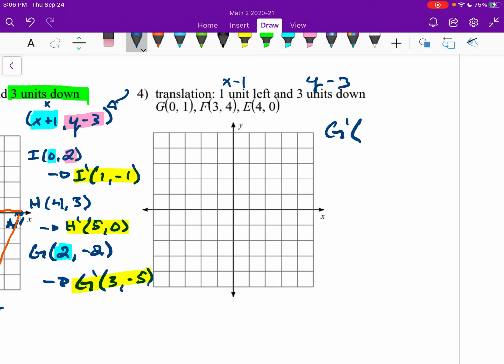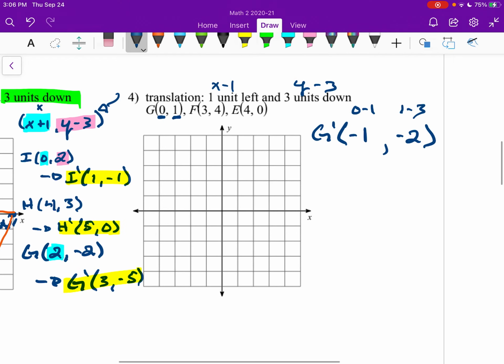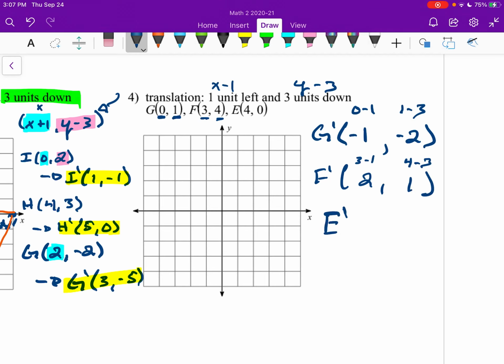So for G prime, I'm going to take my 0 here, plug it in there, and I get -1, right? Because I take 0 minus 1. For this 1 here, I'm going to plug it into the y, so I'm going to have 1 minus 3, which is -2. For F prime, I'm going to take my 3 and plug it in, so I'm going to have 3 minus 1, which gives me 2. 4, I'm going to plug in, 4 minus 3, which gives me 1. And then lastly, E prime, 4 minus 1 is 3, 0 minus 3 is -3.